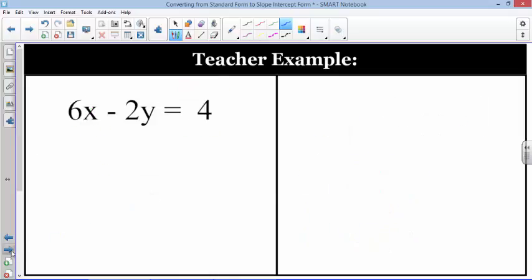Alright, let's try another one. Here I have 6x minus 2y equals 4. I want to get y by itself. I'll go ahead and subtract 6x from both sides. These will cancel out. My negative 2y comes down. Here I have a negative 6x plus 4. Now I need to divide everything by a negative 2.